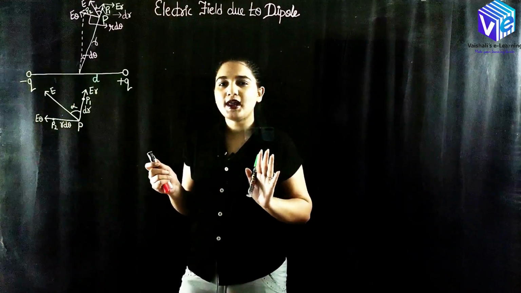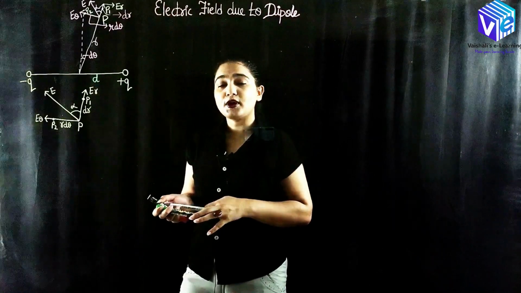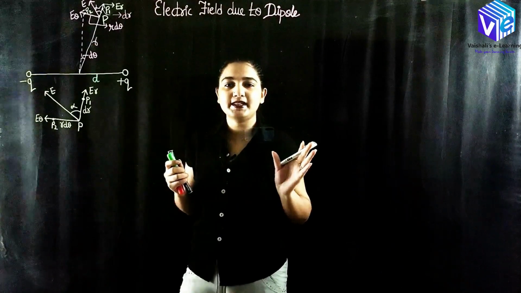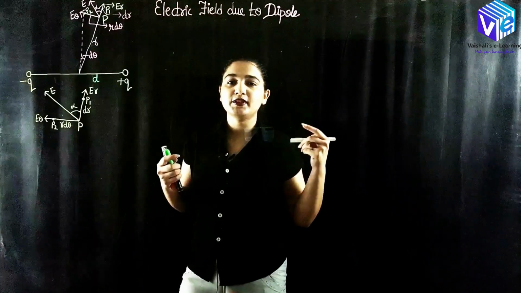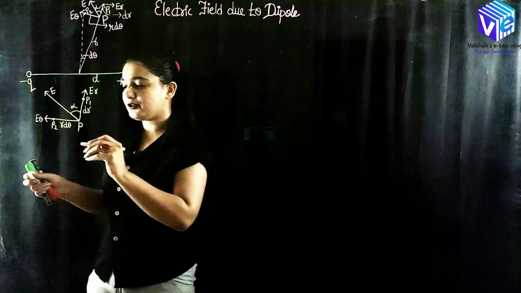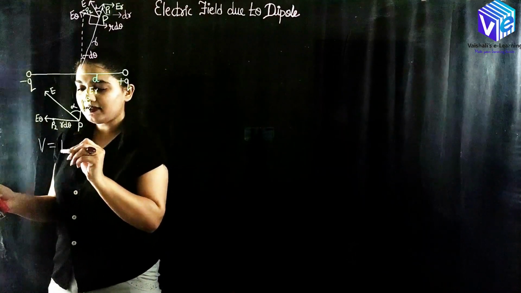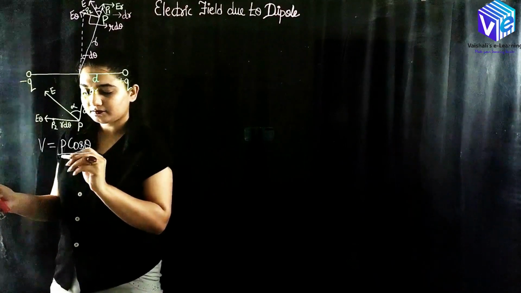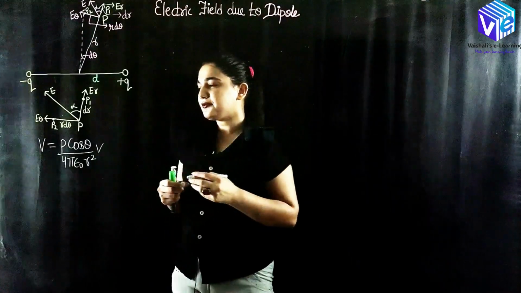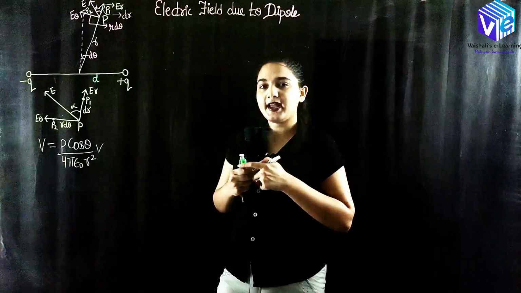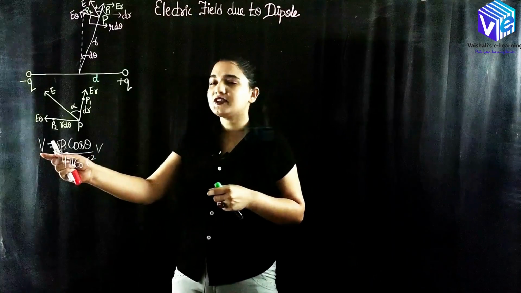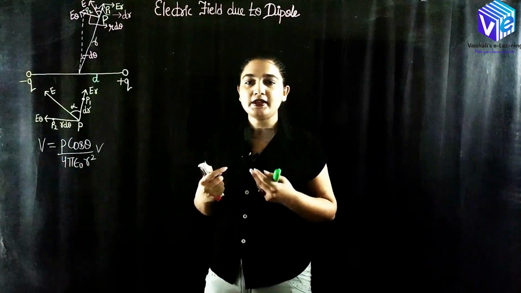Okay, so I hope you know what the electric dipole moment is as well. What was the electric dipole moment? It was the charge multiplied by the distance. And what was the direction? It was from the negative charge towards the positive charge. And I hope you remember the formula to find the electric potential. So V, my electric potential in volts, is given by P cos theta upon 4 pi epsilon naught r square. What is P? P is the electric dipole moment. And from this formula of V only, I will be deriving the electric field.